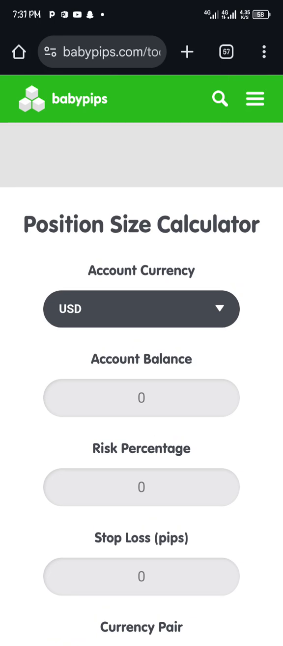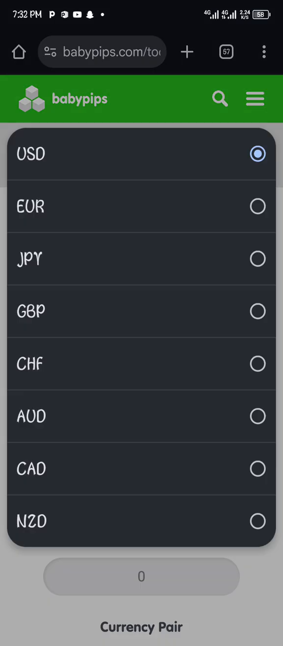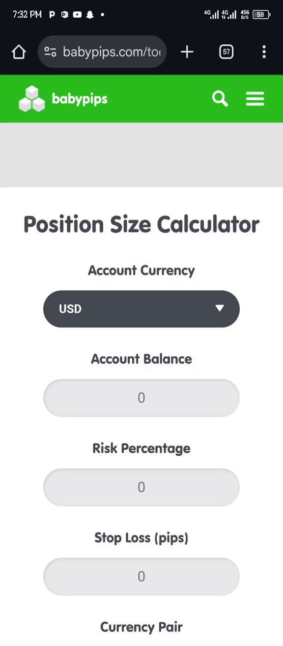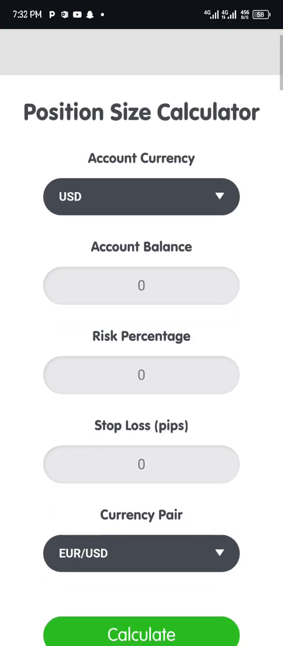Now the currency account, of course, is always on USD, because it is the official currency for trading. But if yours is not on USD, you can select any currency that your account is on by default. So I will leave it on USD.